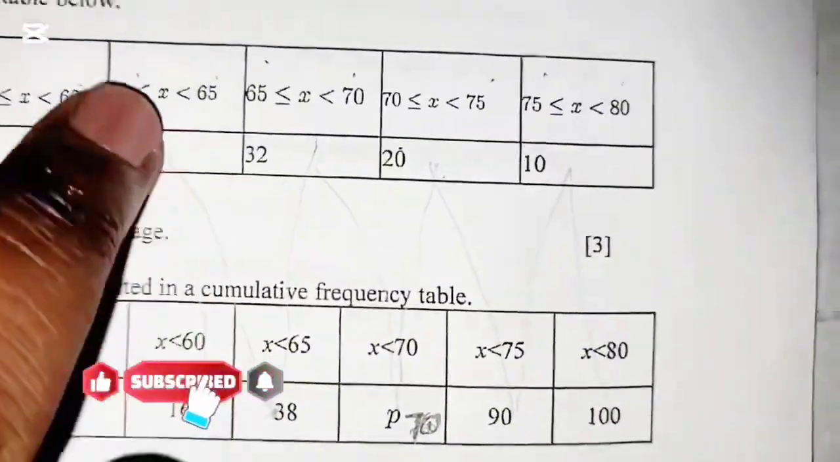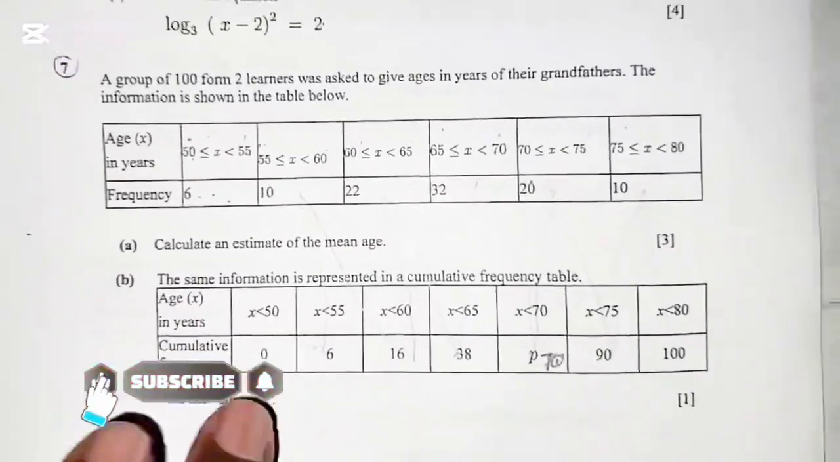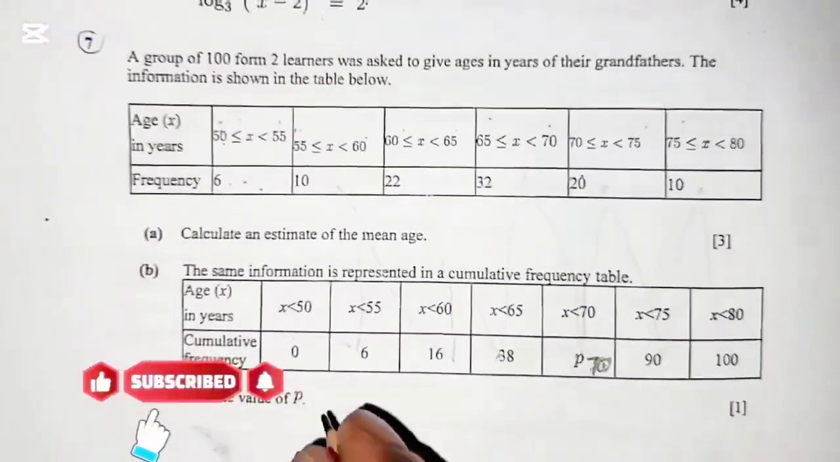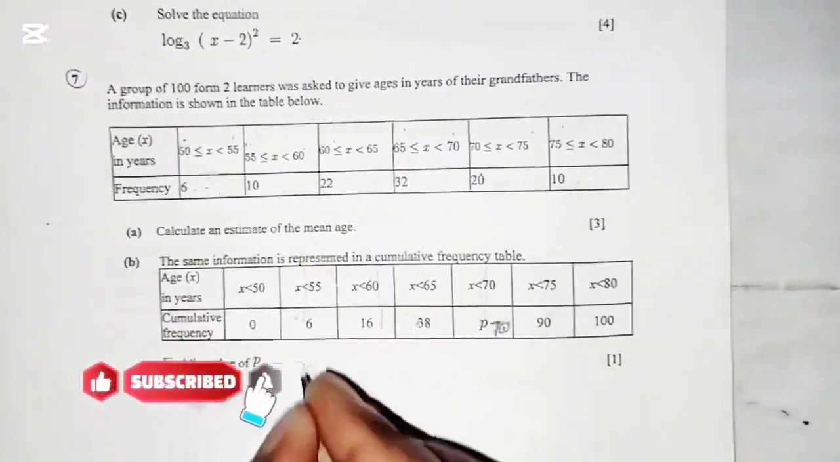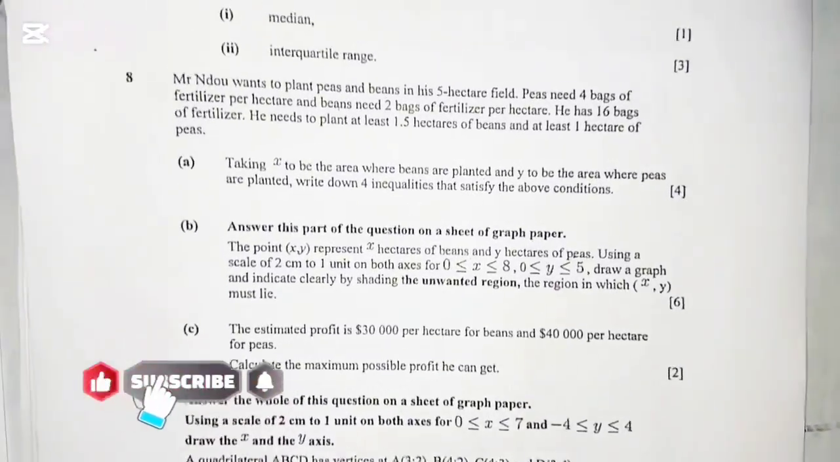Okay, so they are interdependent. So these two graphs, and remember, it is drawn using upper limits only. Are we together? So we have managed to find the value of P, which is equal to 70. All right.